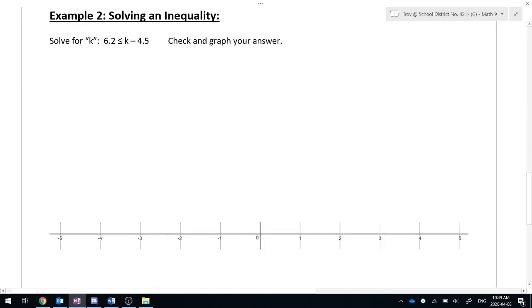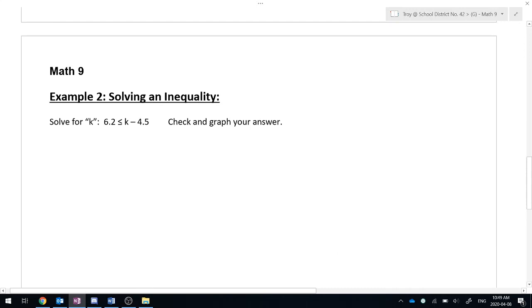So let's take a look at the next one. Let's do one that's a little trickier. We got some decimals here. Solve for k in 6.2 is less than or equal to k minus 4.5. Okay, so again, let's just pretend that this is an equation, right? If we just said this is 6.2 is equal to k minus 4.5, what's the first thing we would do in order to solve for k?